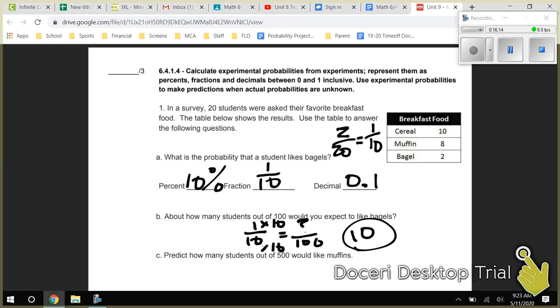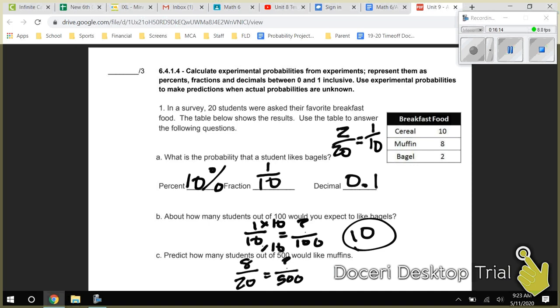Predict how many students out of 500 would like muffins. So again, for muffins, we're going to do 8 out of 20. And I know you guys can't see that right there, so let me write it over here. Let's go 8 out of 20 equals what out of 500?